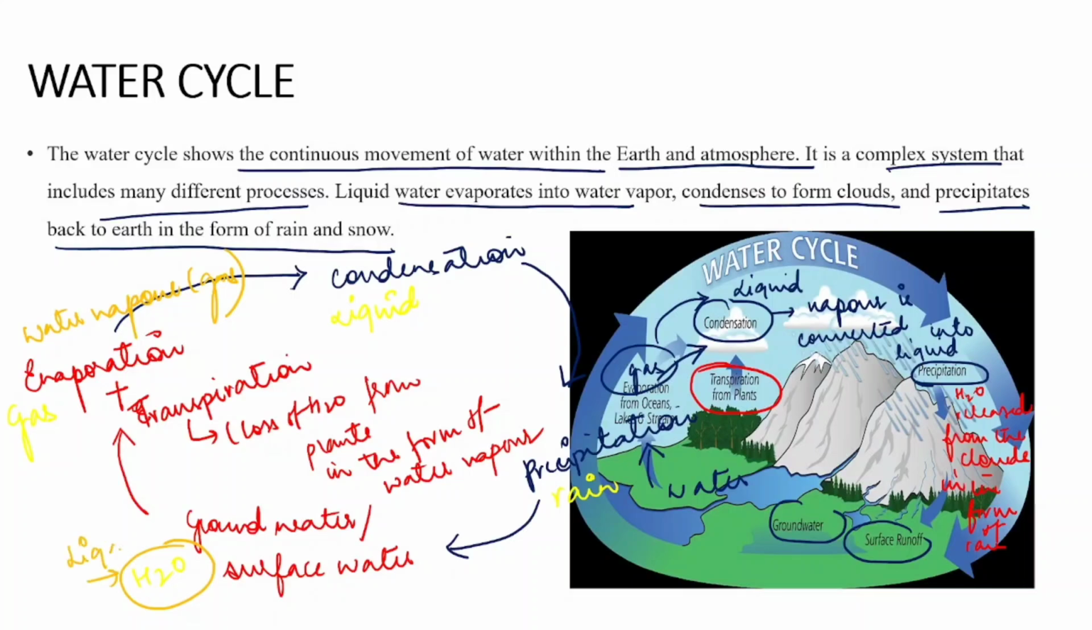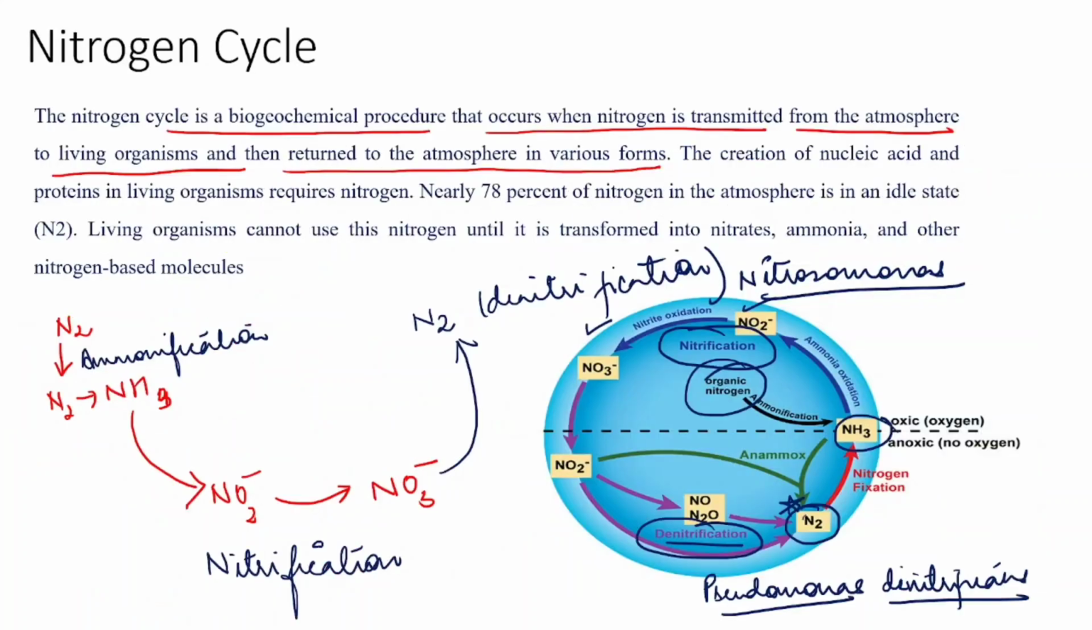This is liquid, right? And back, this gas is again converted back to liquid. We call this condensation. And then this liquid is again released from the clouds in the form of rain. This is what we call precipitation. So this is how the water cycle is regulated, right? Clear, everyone? Yes. So let's go for the quick revision of this class.